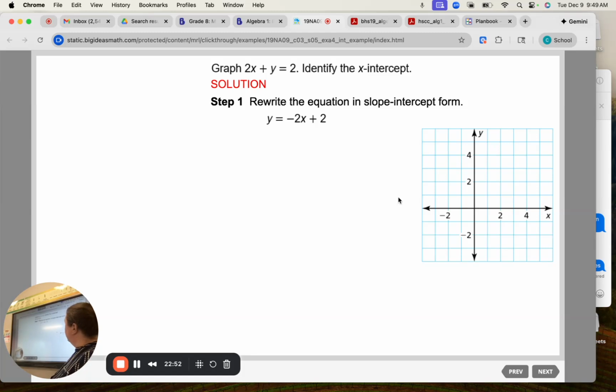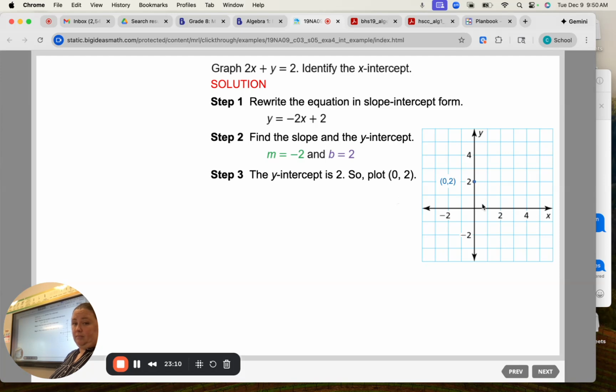So how do I move that 2x? We subtract it. Yeah, you make it negative. So we get y equals negative 2x plus 2. Now can I graph it? Yes, ma'am. And then graphing is pretty self-explanatory. What's my y-intercept? 2. Okay, so I put a dot at 2.